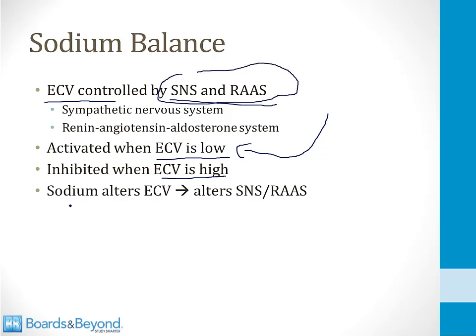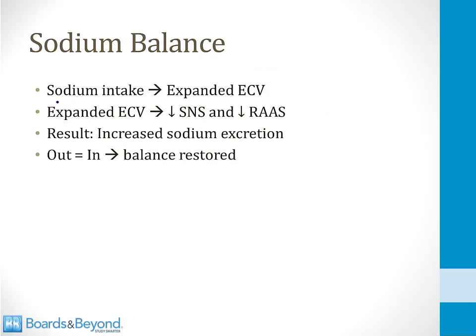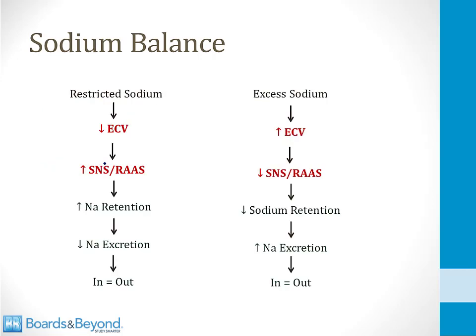And sodium can alter these systems because sodium can alter the ECV, and therefore it can modify the sympathetic nervous system and the RAS system. As we saw 2 slides ago, when you take in sodium, you expand the ECV. This expanded ECV decreases the activity of the sympathetic nervous system and the RAS system. This in turn will lead to increased sodium excretion and restore balance by making sure that the amount of sodium going out of the kidneys matches the amount coming in. And here's a flow chart showing you how this works.